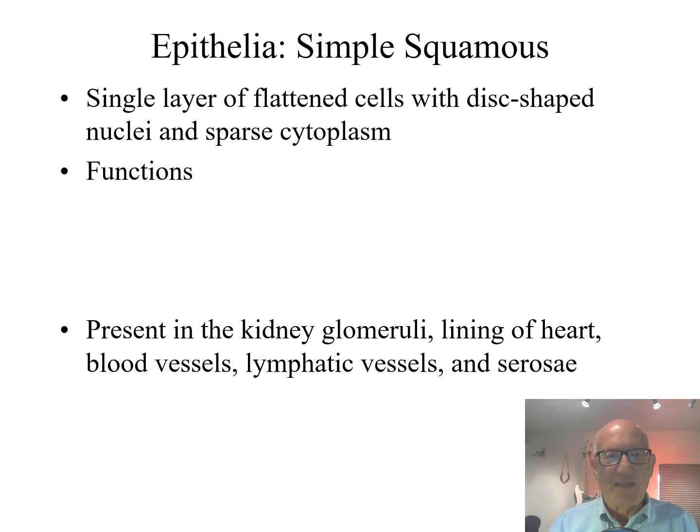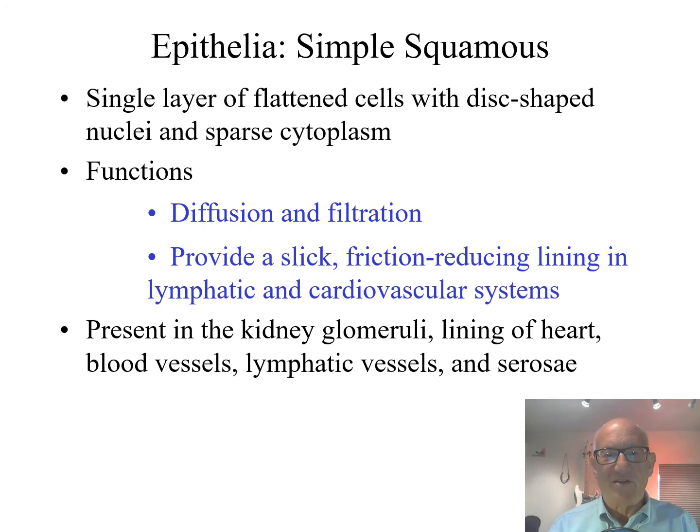First, we're going to look at simple squamous epithelium. It's a single layer of flat cells with disc-shaped nuclei and sparse cytoplasm. The functions: diffusion and filtration. And they provide a slick, friction-reducing lining in lymphatic and cardiovascular systems. They're present in the kidney glomeruli, lining of the heart, blood vessels, lymphatic vessels, and serosa, which are membranes.